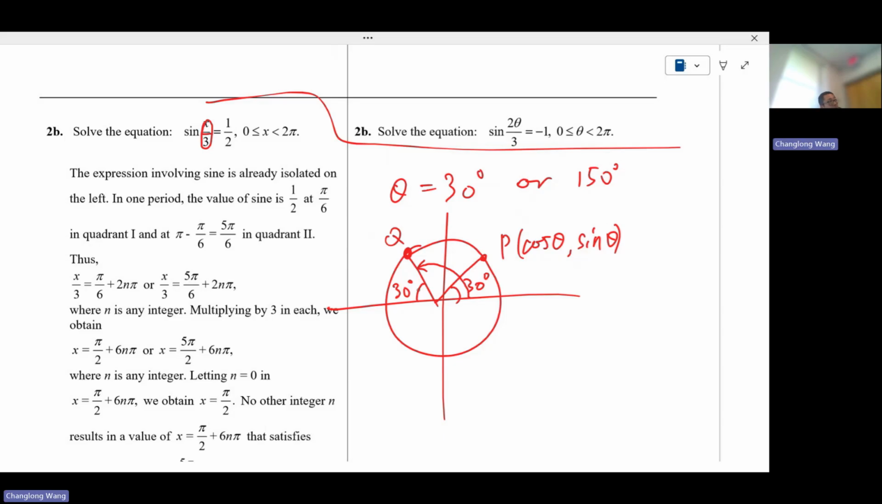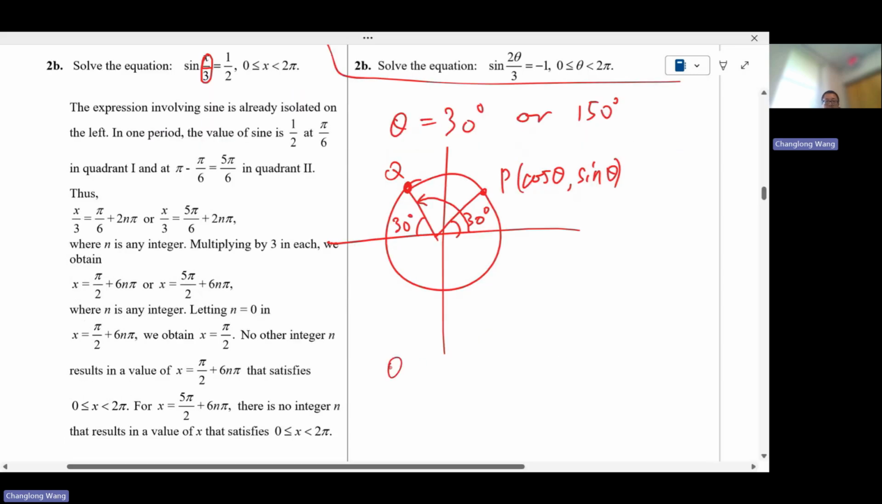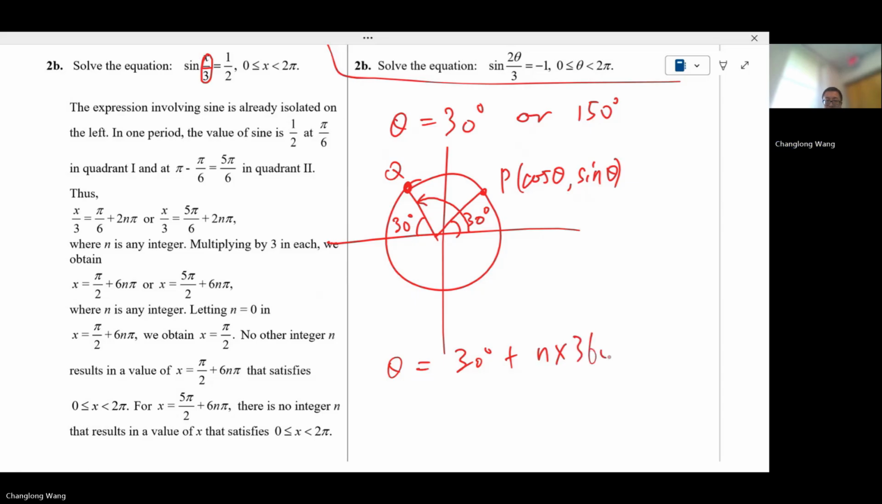Since the small one is 30, you're still 30 degrees less than 180. So now, the fancy way to put down those angles is to claim that it's 30 degrees plus n times 360, okay? Or 150 plus n times 360, okay?